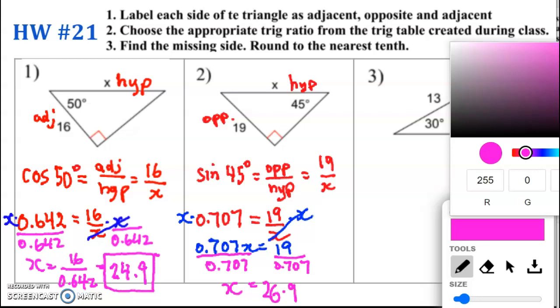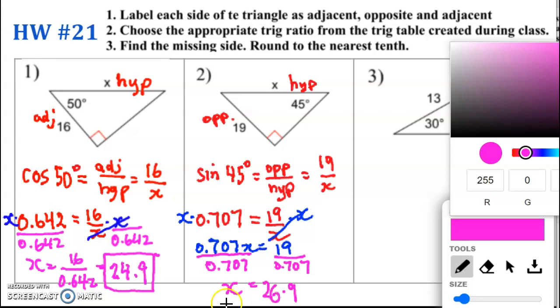And if you remember, this is a 45-45-90 degree triangle. That means I could have actually just multiplied 19 by the square root of 2. You would have gotten the same answer, okay? But we're just practicing using the sine and cosine trig ratios, so this works.